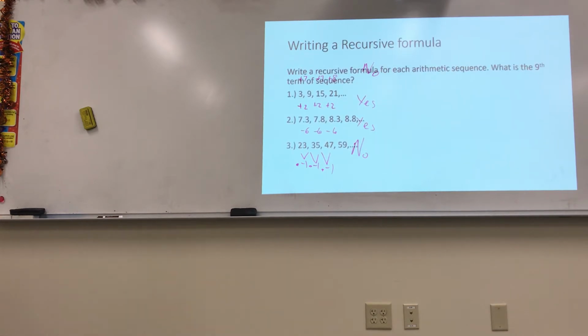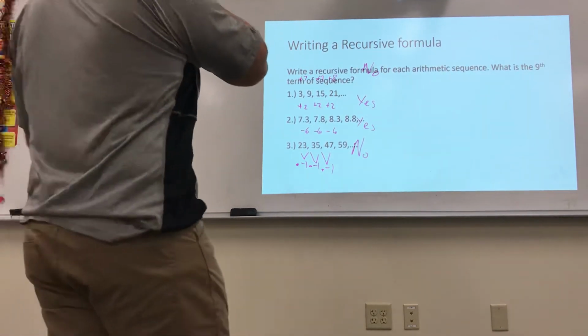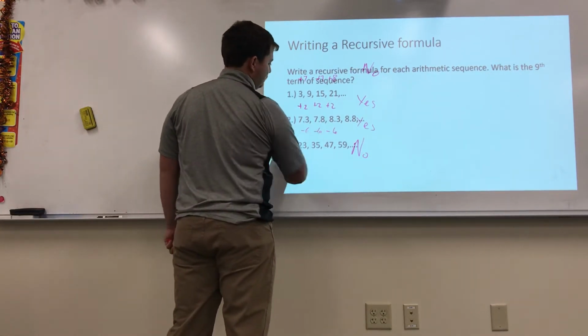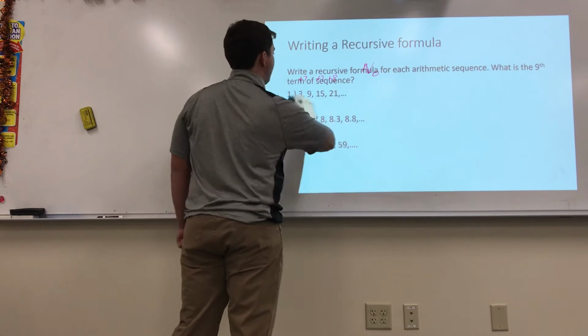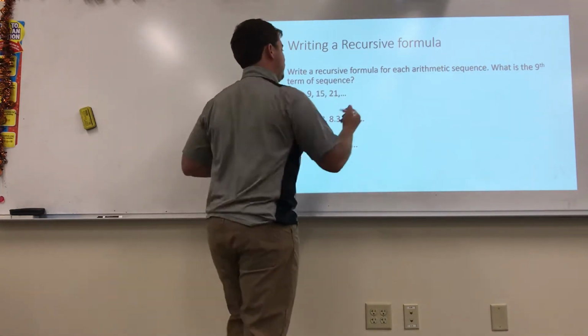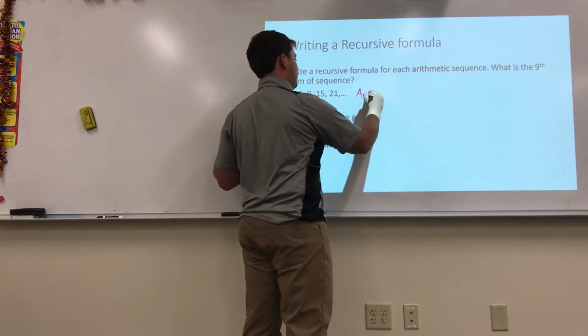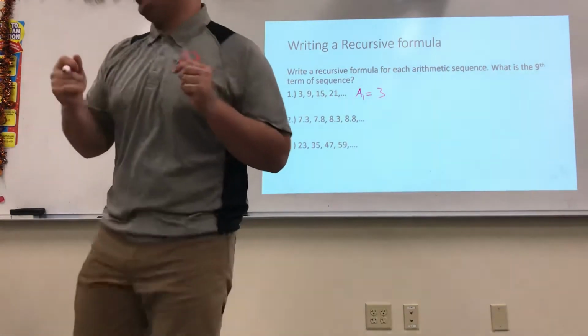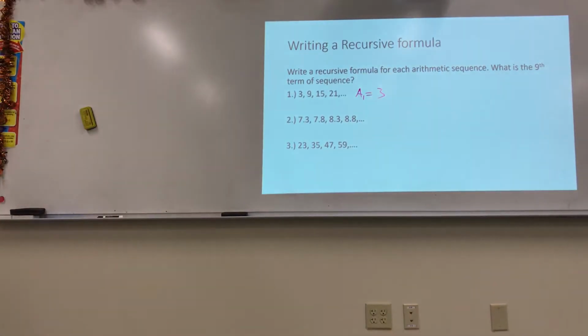Okay, write the recursive formula for each one. What is the ninth term? Oh boy. Alright, so your a of 1 is going to equal 3. That is part of the equation that you have to write for an arithmetic sequence.